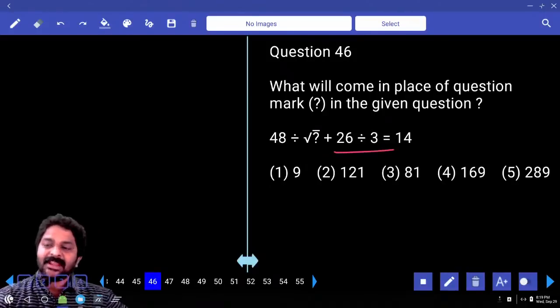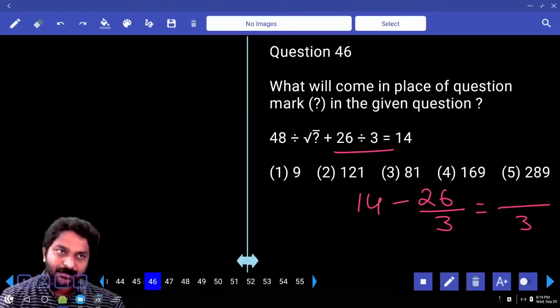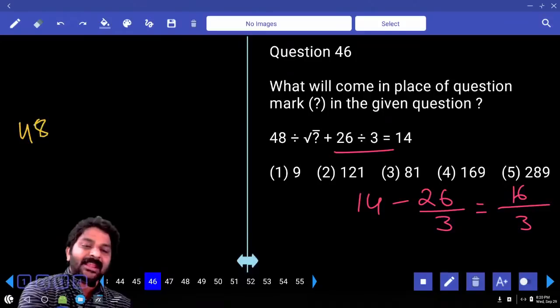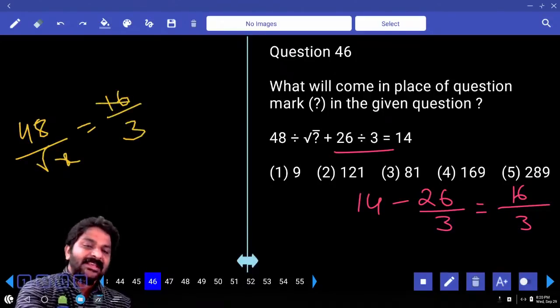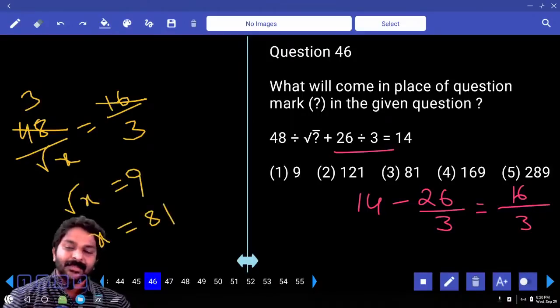26 by 3 goes to the right hand side, becomes minus 26 by 3, correct? If you take the LCM, 14 3 times 42 minus 26, 16. That is 48 divided by root x is equal to 16 by 3. 16 3 times, root x is equal to 9. x is equal to 9 square, 81.